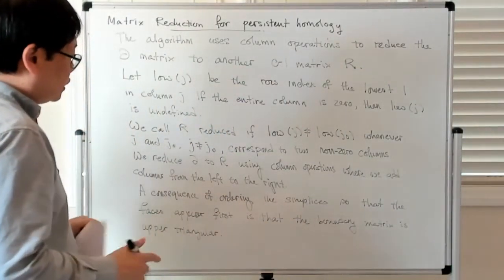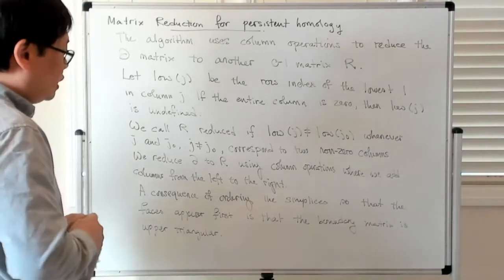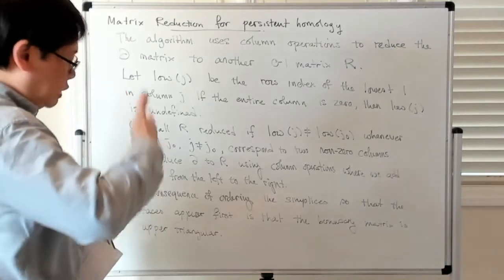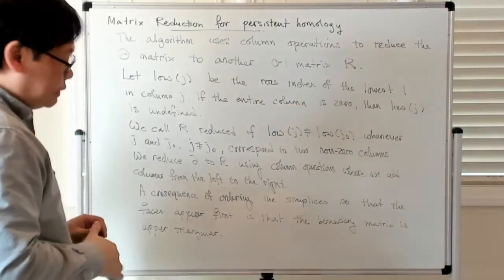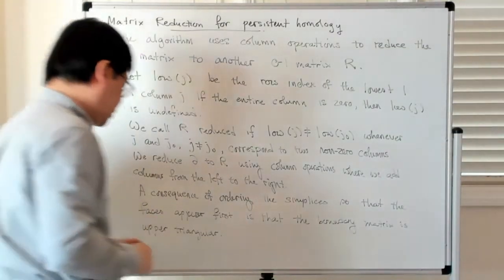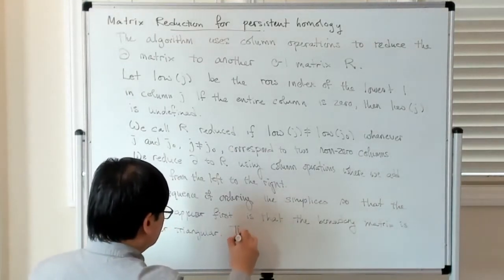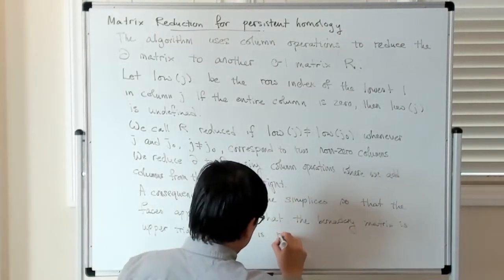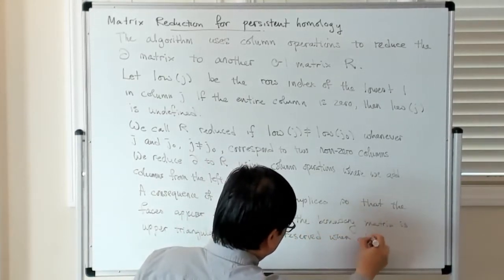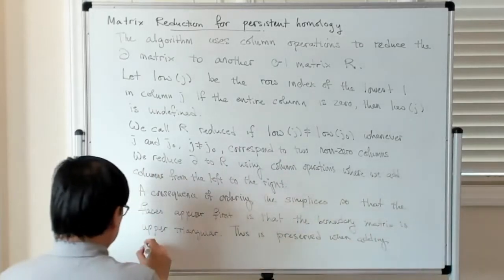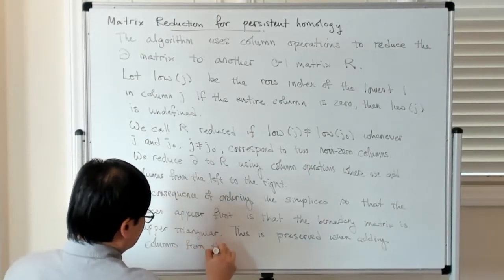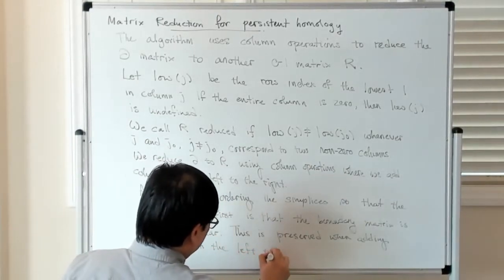The other observation is that if you only operate on this matrix through column operations where you add a left column to a column to its right, then you also maintain this upper triangular structure. So this is preserved when adding columns from the left to the right.